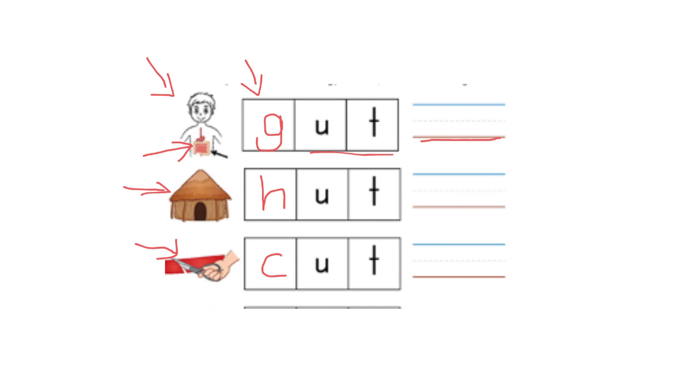Now listen to the sound of the ut words. Gut, hut, cut. Gut, hut, cut. They all have the same ending sound, which is ut.